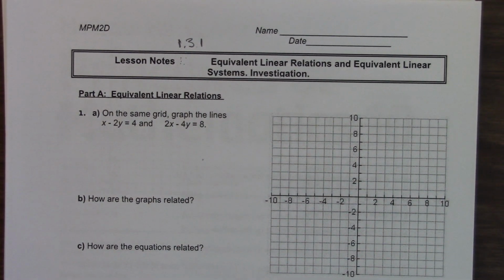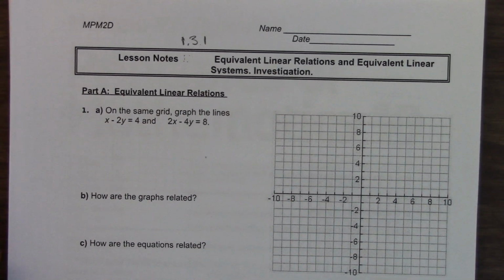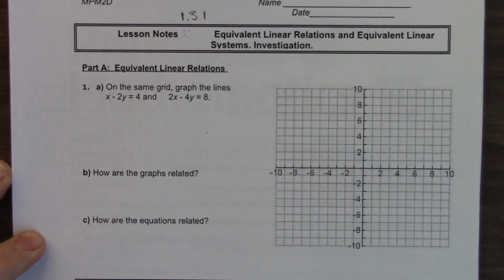This is section 1.3. This is the first part. We're actually going to take this section a little slow. This is how to solve linear systems by elimination. Before we do that, we do need to understand what equivalent linear relations are.